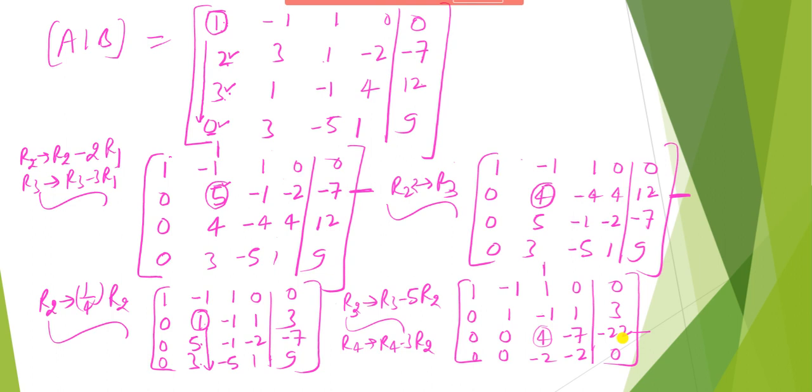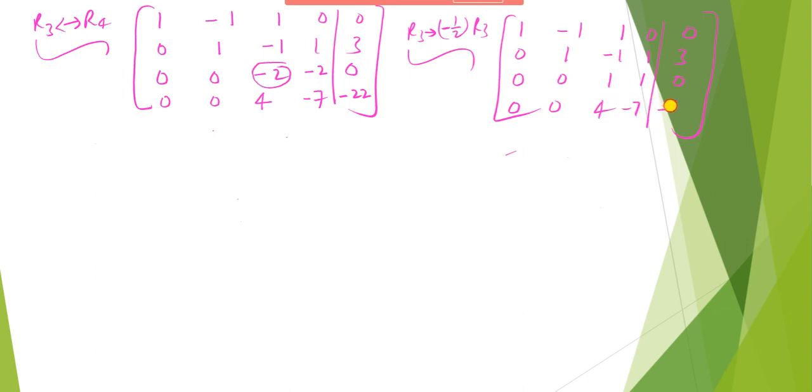In that case, if we interchange R3 and R4, then this third row becomes -2, -2, 0, and if we divide this row by -2, then this will be 1, 1, 0. So here we perform the row elementary operation, that is, interchange the third row with the fourth row. So the reduced matrix is: 1, -1, 1, 0, 0; second row 0, 1, -1, 1, 3; third row 0, 0, -2, -2, 0; 0, 0, 4, -7, -22.